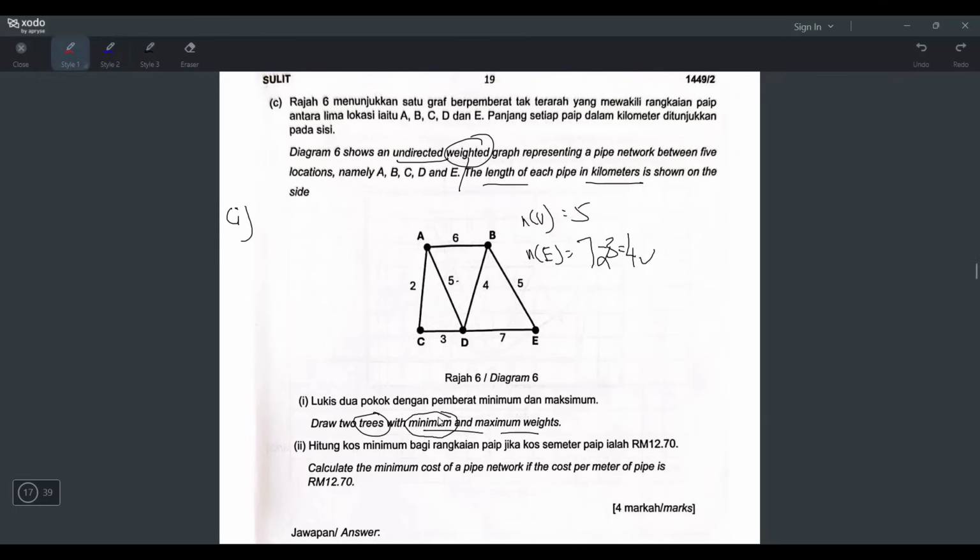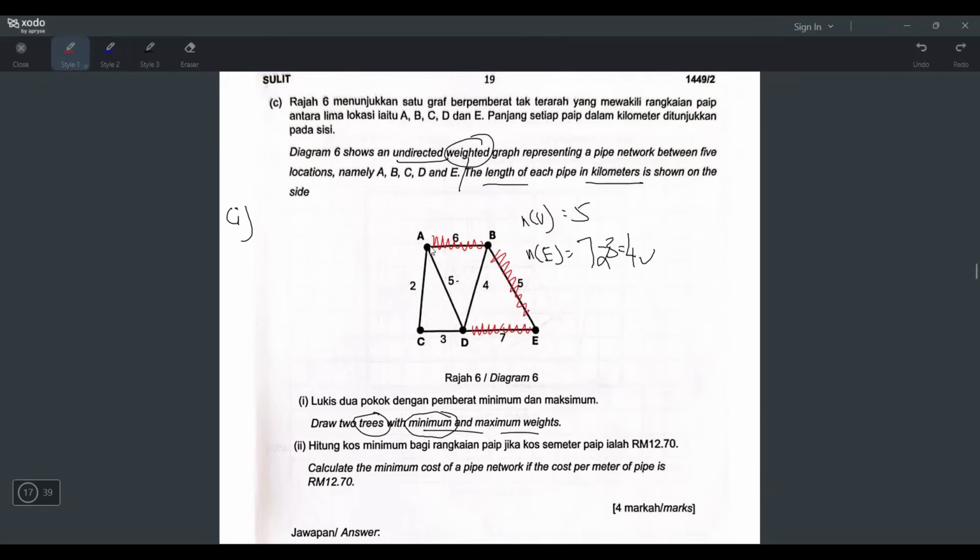Okay, let me show you what I'm trying to explain here. So minimum, so you erase the 3 edges with the highest value. So 7, that's the highest one. 6 is the second highest. 5, there is 2, right? So you can choose which one to erase, right? But I'll tell you now, you should erase this. You know why? Because if you erase this, it will not be a tree.